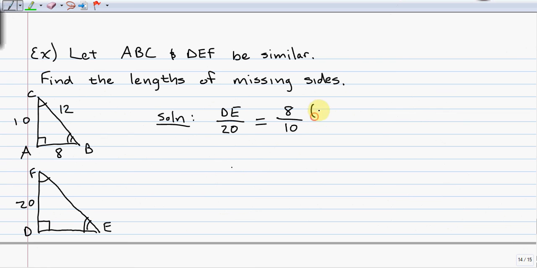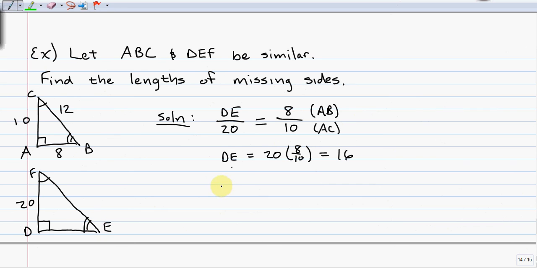So this is from AB, and this is from AC. Again, they're in the same positions as in their similar triangle. So we can solve this. DE is equal to 20 times 8/10, just doing a little cross multiplication there, and we get DE is equal to 16. So now we know what DE is.